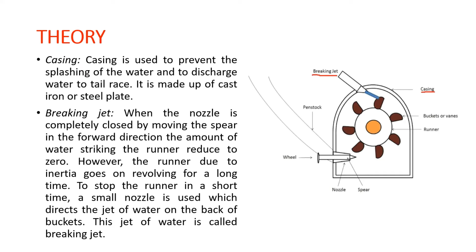When the jet of water is completely closed by pushing the spear in the forward direction, the amount of water striking the runner becomes zero. But still, the runner keeps moving due to the inertia of the runner. In order to stop the runner in the shortest possible time, a small nozzle is provided which directs the jet of water at the back of the vanes. The jet of water used to stop the runner of the turbine is called the braking jet.